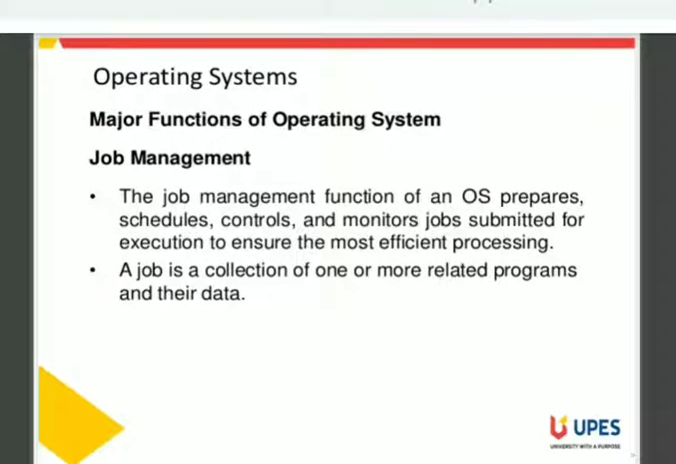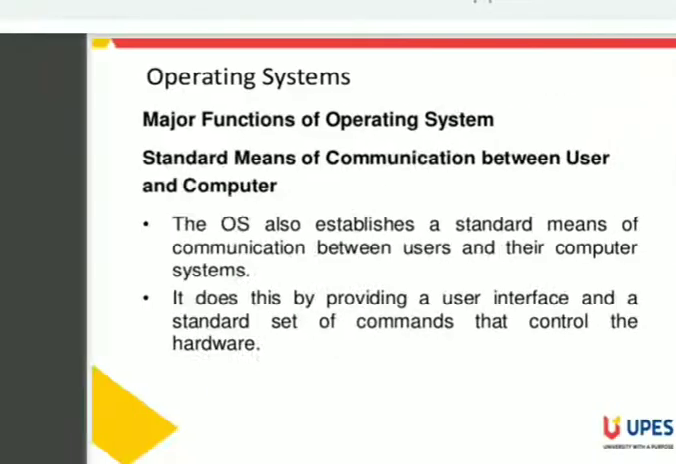The next function is job management. The job management function of an operating system prepares, schedules, controls, and monitors jobs submitted for execution to ensure the most efficient processing. Here a job is a collection of one or more related programs and their data. This is one of the functions of the operating system.